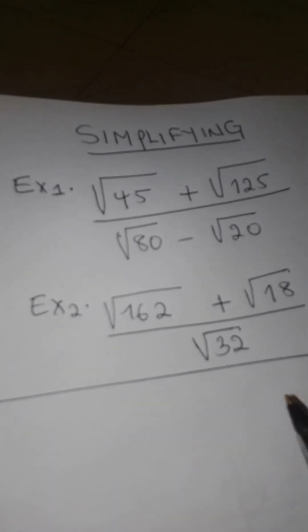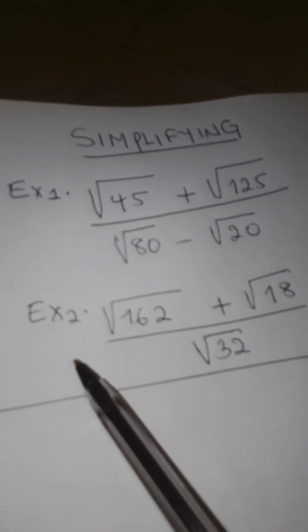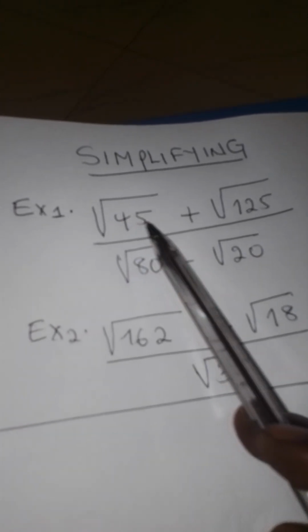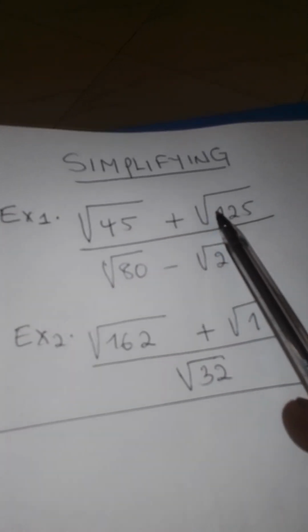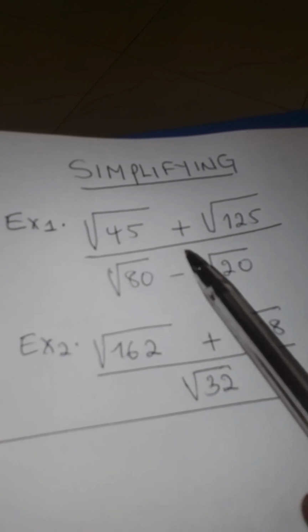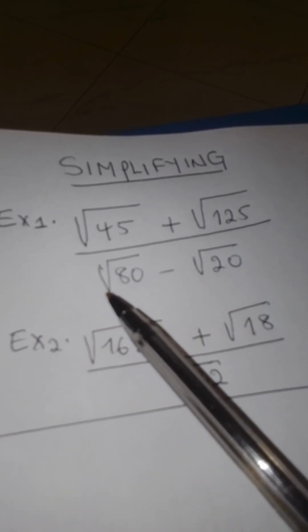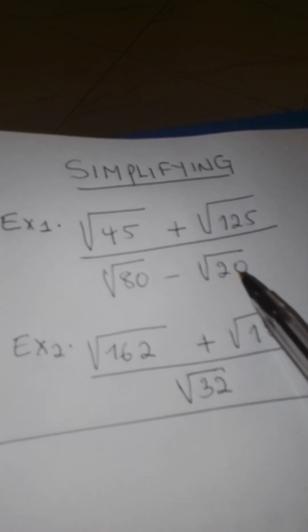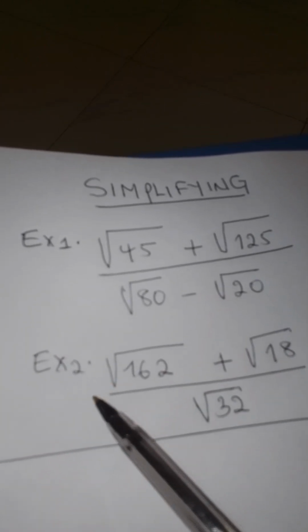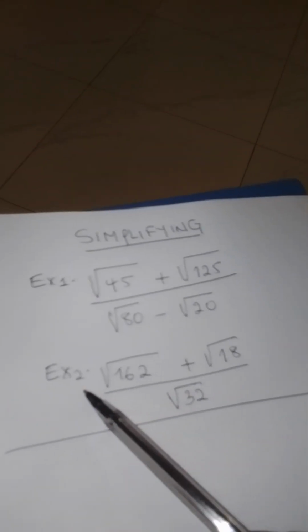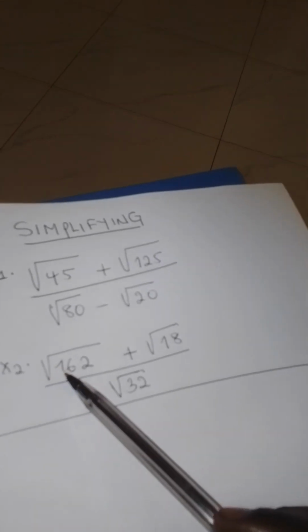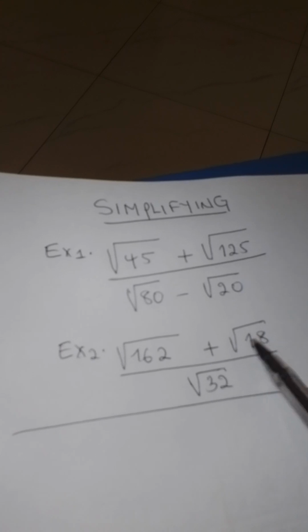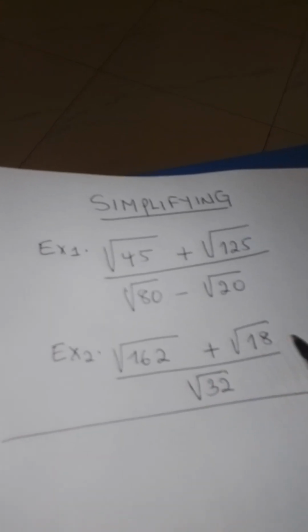Example number 1: square root of 45 plus square root of 125, over root 80 minus root 20. Example number 2: root 162 plus root 18, over root 32.